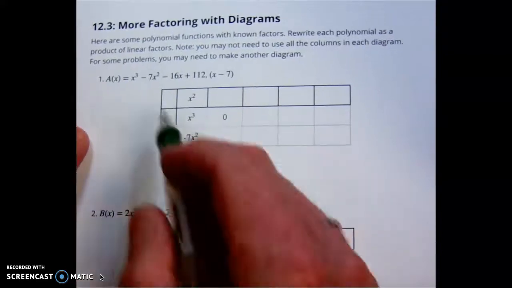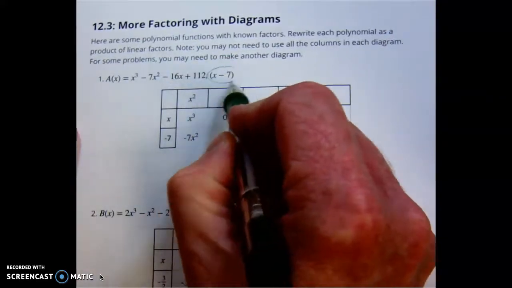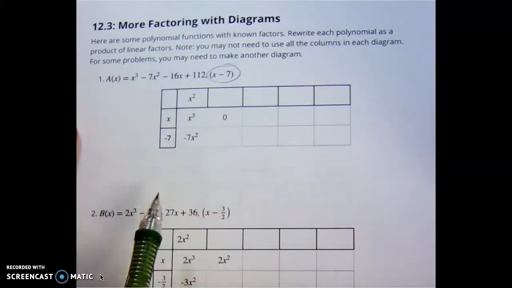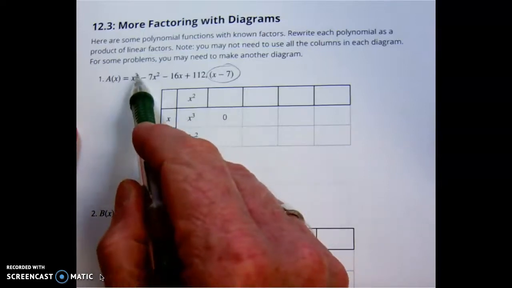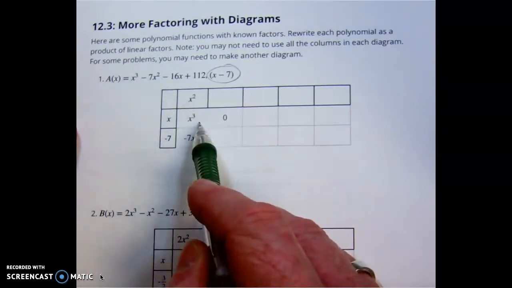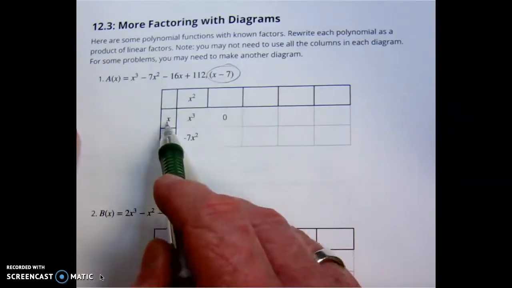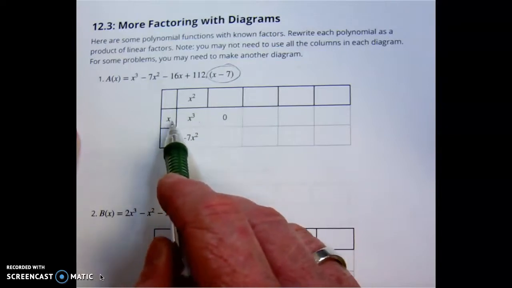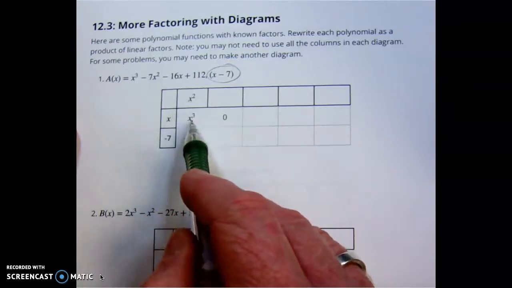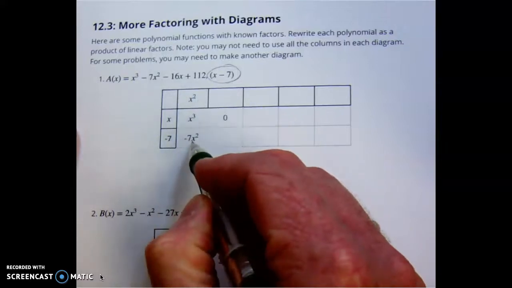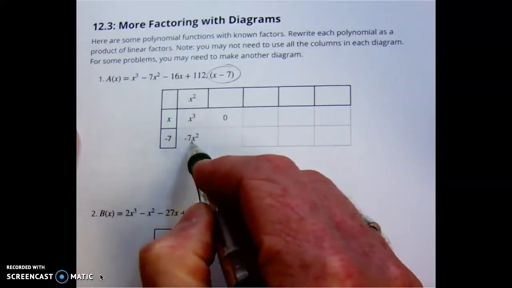All right, so we know x minus 7 is a factor, so we're going to put that down the side. We know x cubed is the first term in the polynomial, so that goes in our first box. That comes from x times something to give us that x cubed. So if we take an x off of this x cubed, we get x squared. That sets us up to get this bottom one. We could do x squared times negative 7 to get negative 7x squared.